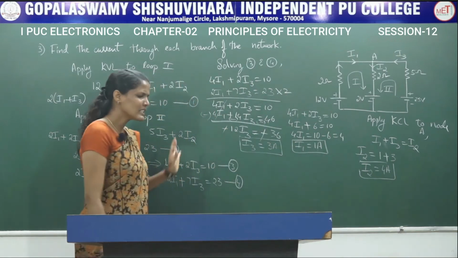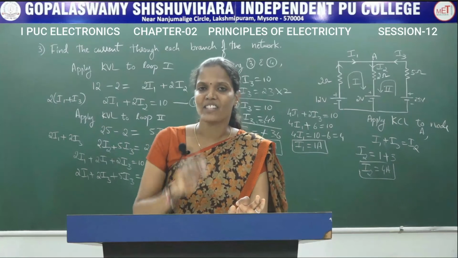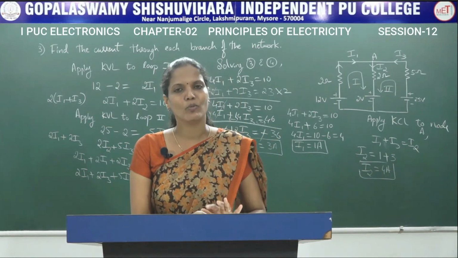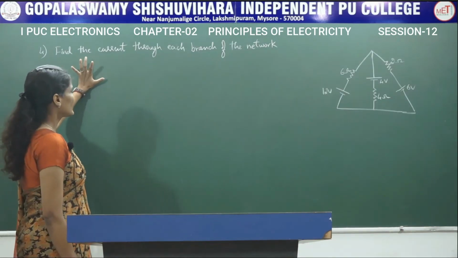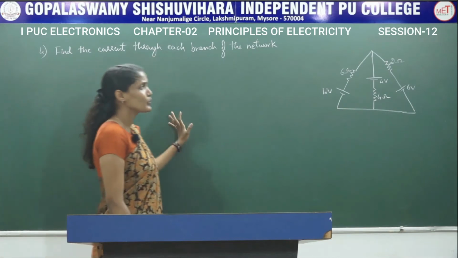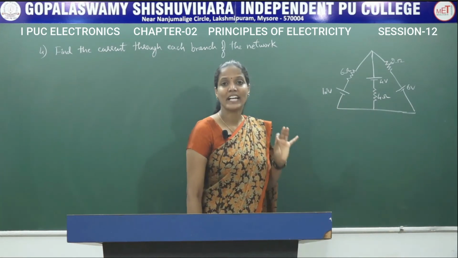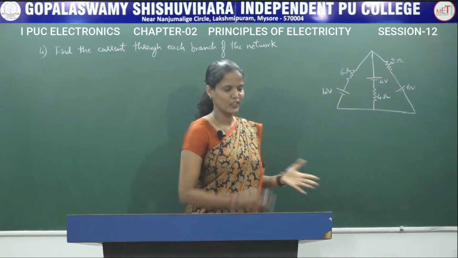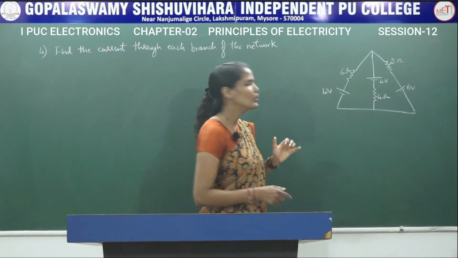Clear? The problems are simple, but the only thing is you have to put the correct sign conventions in the IR drops and the EMFs. Clear? Now we will move on to the last question of this session. This is the next problem where you have to find the current through each branch of the network. In this diagram, they have not given the directions of the branch current nor the direction of the loop current. So you have to mark the direction of the branch current as well as the direction of the loop current.